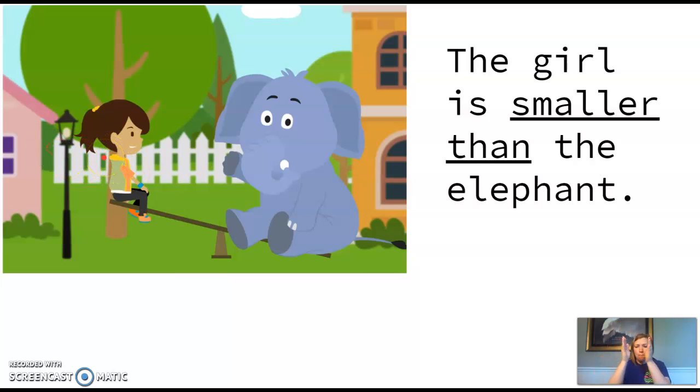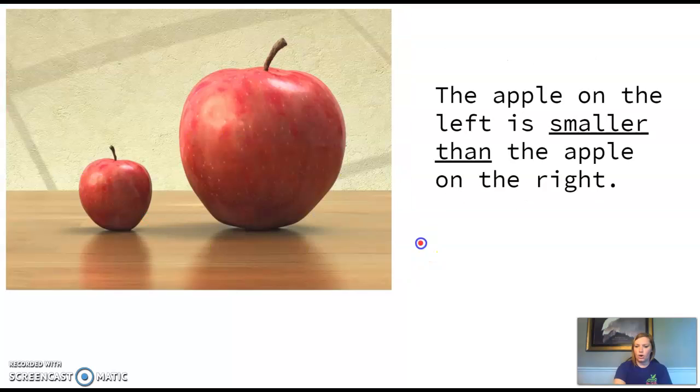is smaller than the elephant. Smaller than, comparing the girl with the elephant using the ER at the end. Now you say it. The girl is smaller than the elephant. Air high five. Way to go.